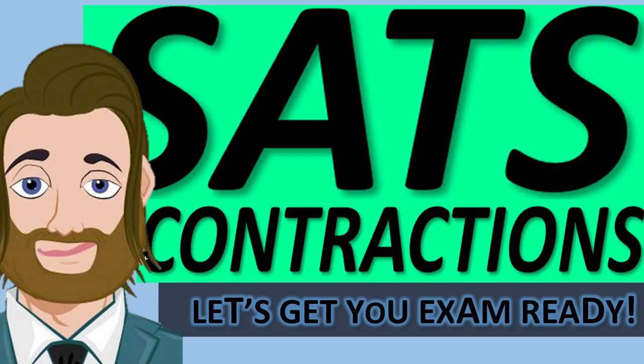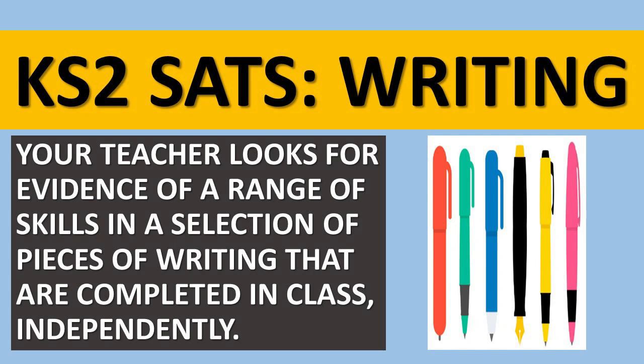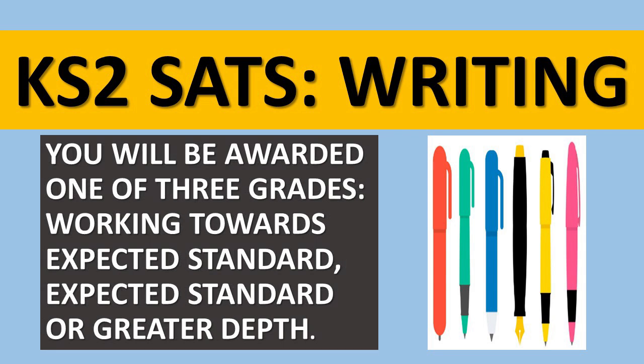Okay, let's learn about contractions. Before we set off, let's just think about how we are assessed for writing when we do our Key Stage 2 SATs. Your teacher will be looking for evidence of a range of skills and a selection of pieces of writing that are completed in class independently by you. You'll be awarded one of 3 grades: working towards, expected standard, or greater depth.